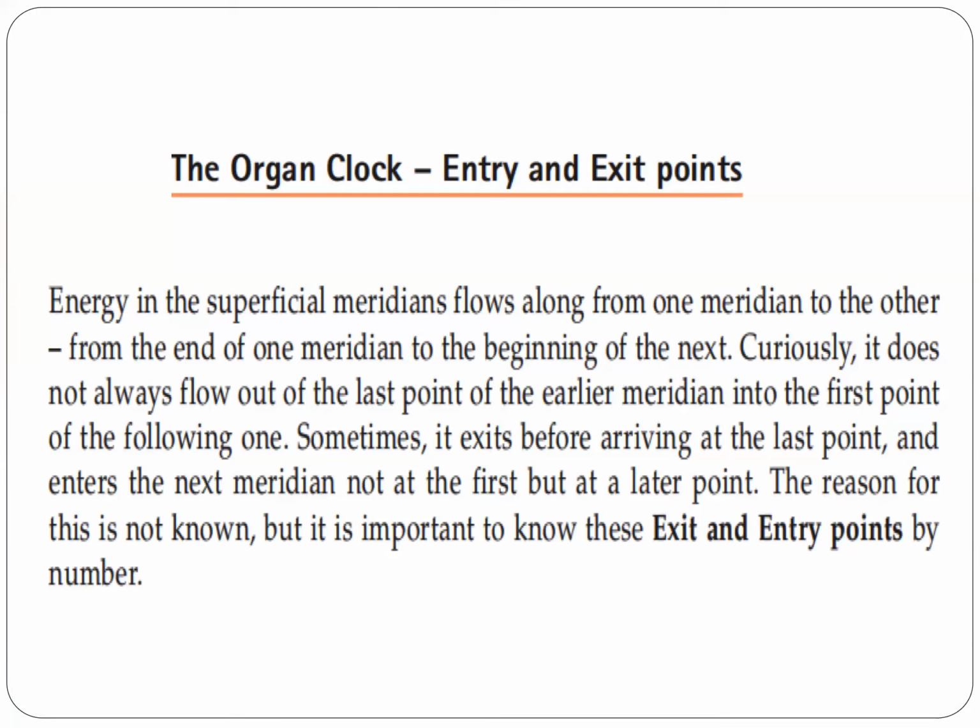Energy in the superficial meridians flows from one meridian to the other, from the end of one meridian to the beginning of the next. Curiously, it does not flow out of the last point of the earlier meridian into the first point of the following one. Sometimes it exits before arriving at the last point and enters the next meridian, not at the first but at a later point. The reason for this is not known, but it is important to know these exit and entry points by number. Okay?